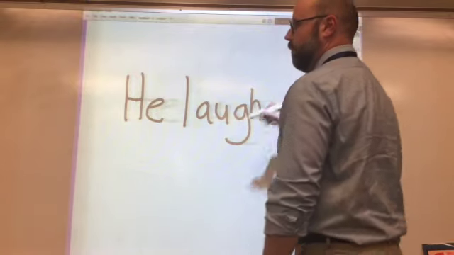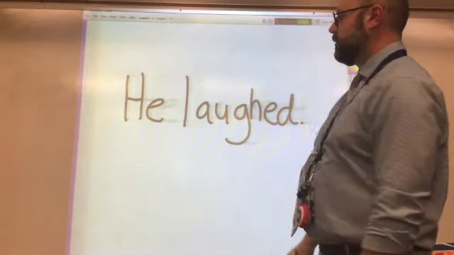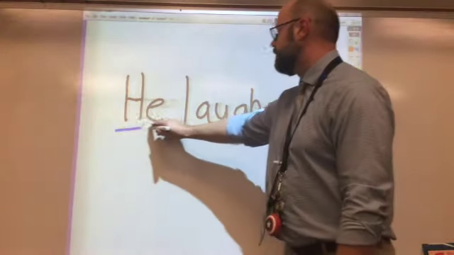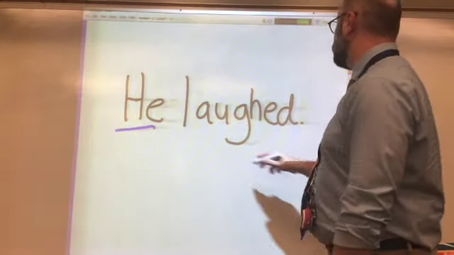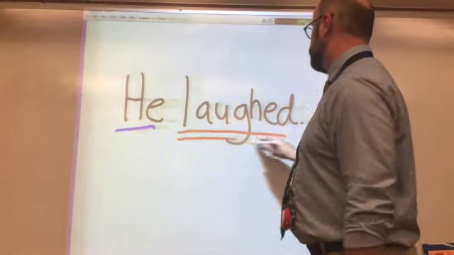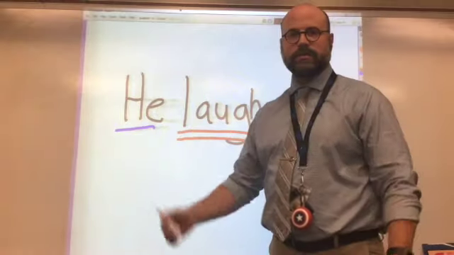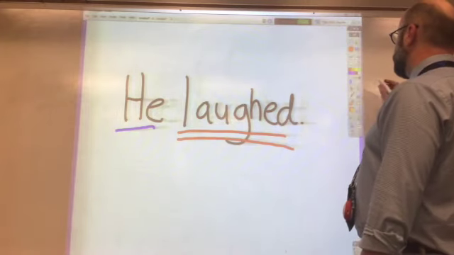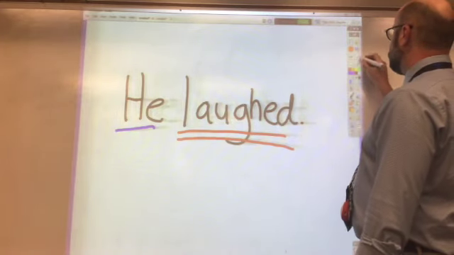He laughed. Well, what's the subject here? Who or what? He, right? What's the predicate? That's what the subject does. What the subject is or does. The subject laughed. He is not a laugh, but he did laugh.